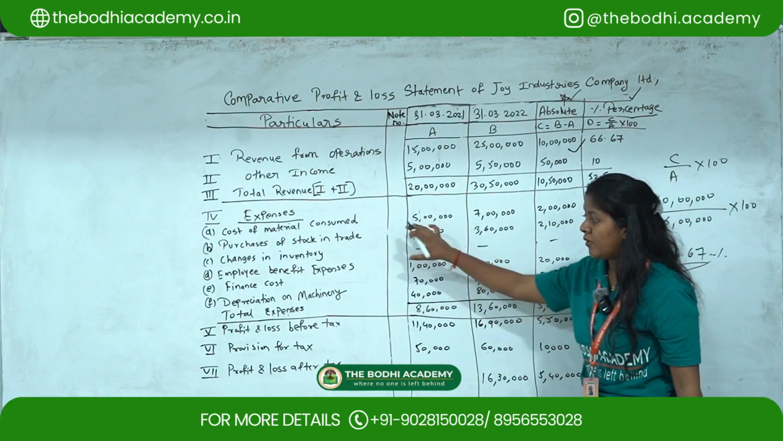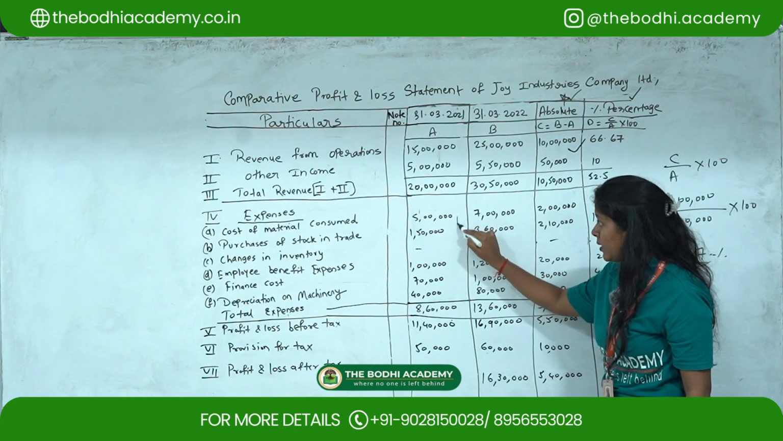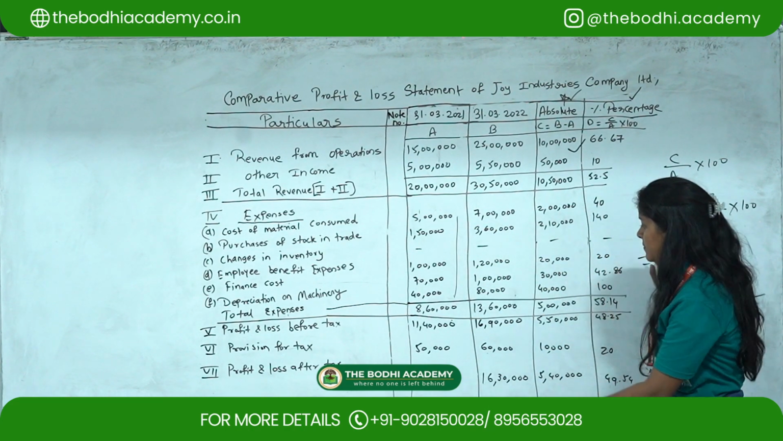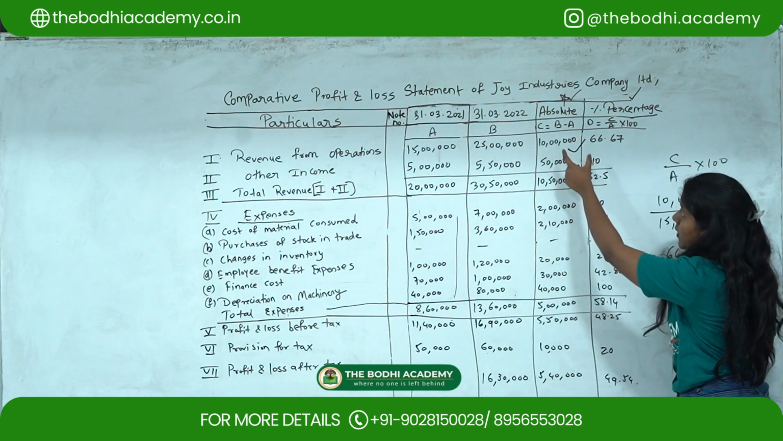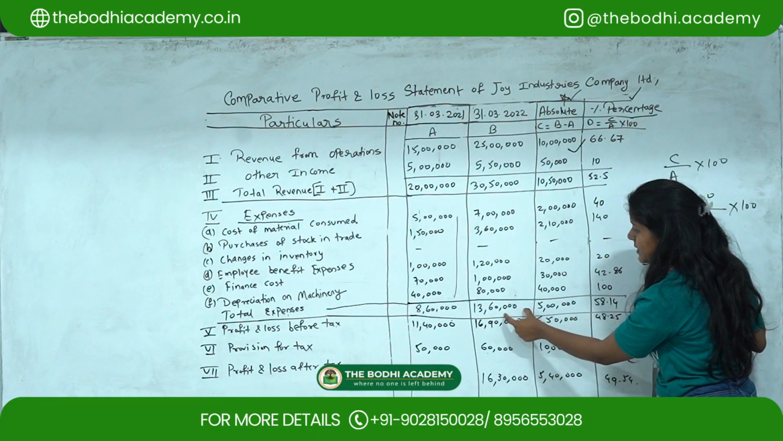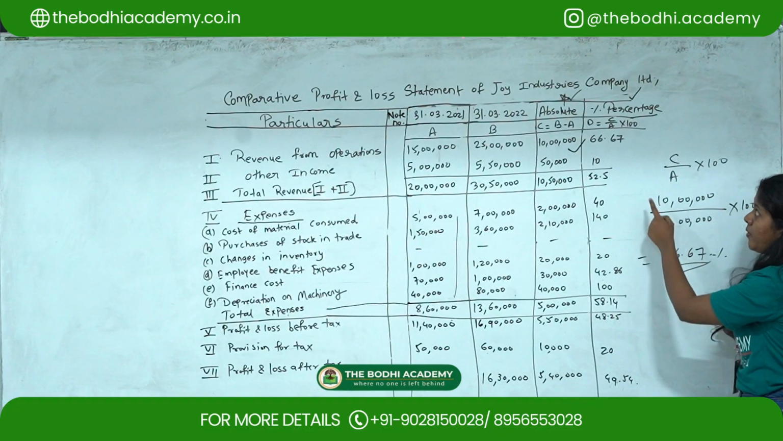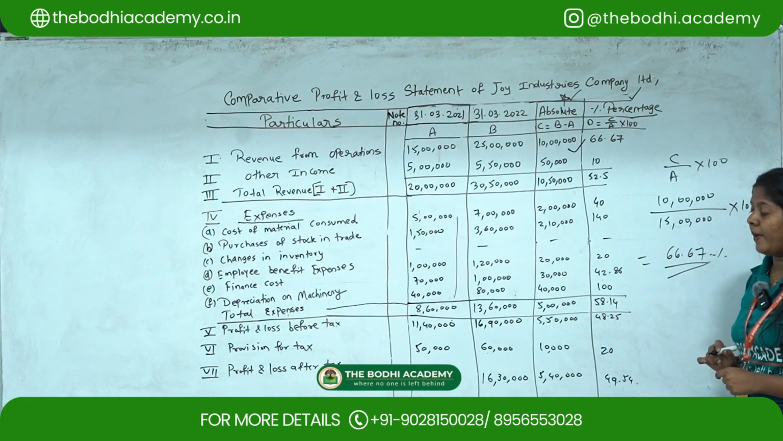After doing this, you have to add all the total expenses. So again, in order to find out the absolute change, you have to do 13 lakh 60,000 minus 8 lakh 60,000, and you will get 5 lakh. And then for percentage change, the same formula you have to apply.